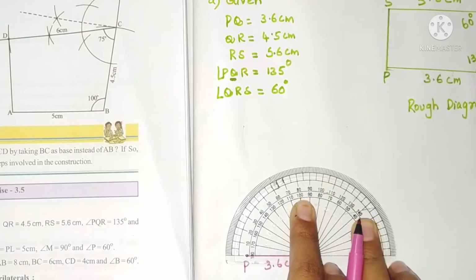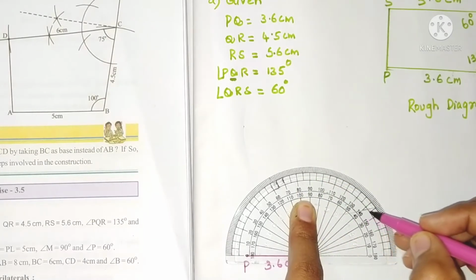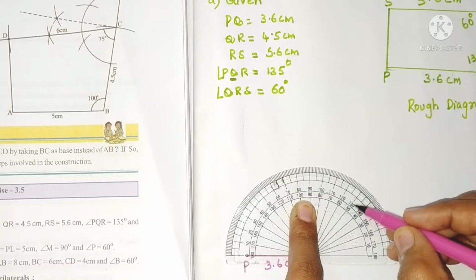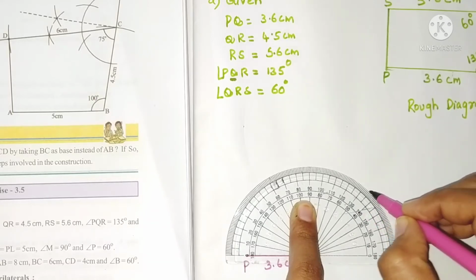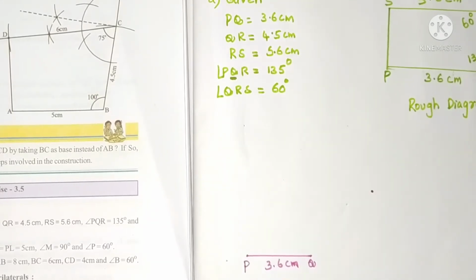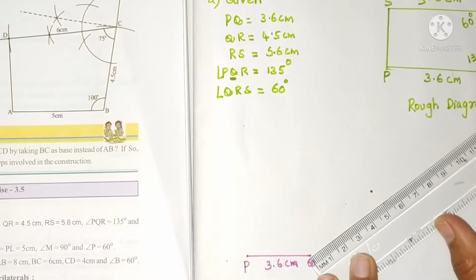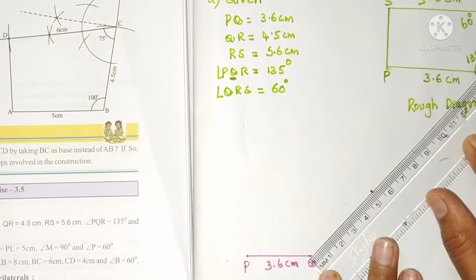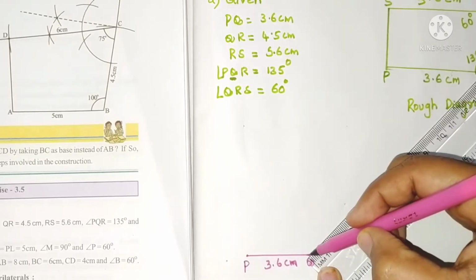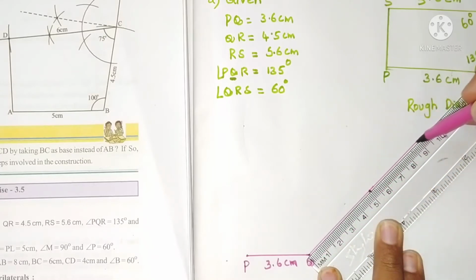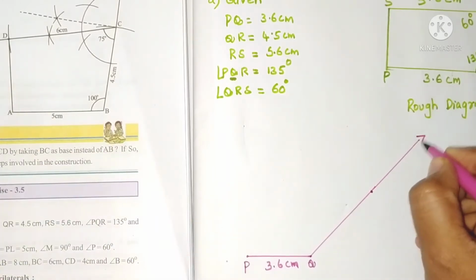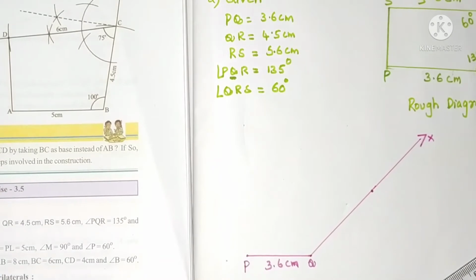That means right side of 90. So it is here between 130 and 140. Above scale here we have to take. So this one, and draw a ray in this direction. Okay, let it be QX.